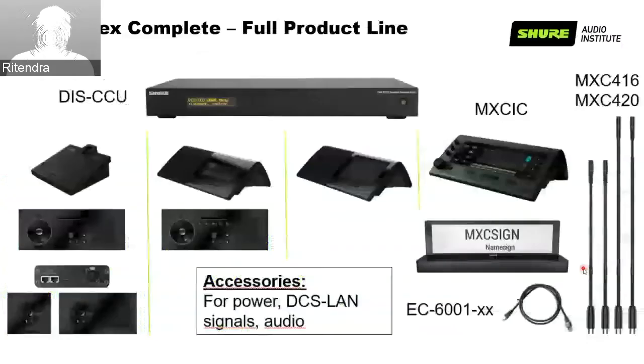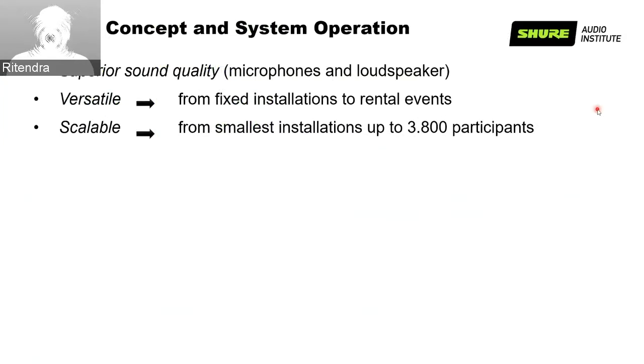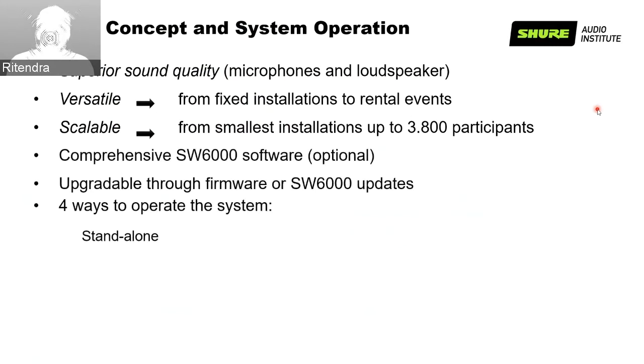Now talking about hardware, let's talk about the Microflex Complete system. I'm going to give you the full product portfolio. In Microflex Complete, you have the central unit, conference unit, then you have voting, portable and flush mount with touch screen. This is the interpreter set, this is the name sign, and these are the gooseneck microphones. Now let's talk about the overall concept and system operation. It offers superior sound quality, is versatile from fixed installation to rental event, and is scalable up to 3,800 participants. Comprehensive Software 6000 is optional and upgradable through firmware or Software 6000 updates.